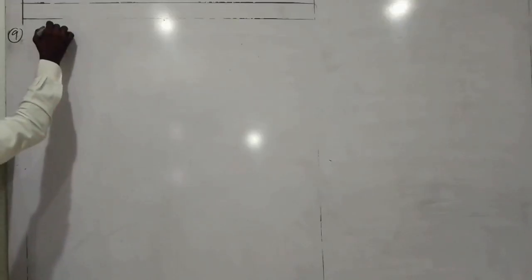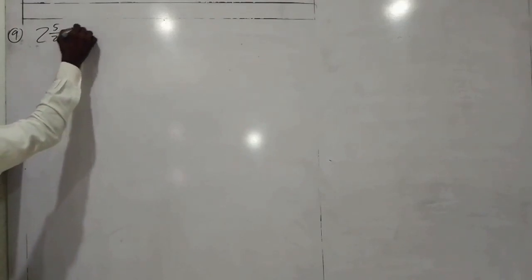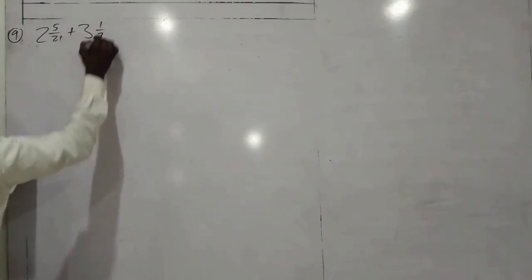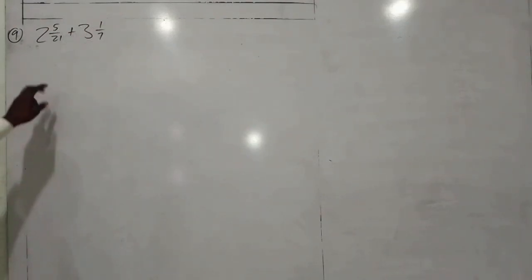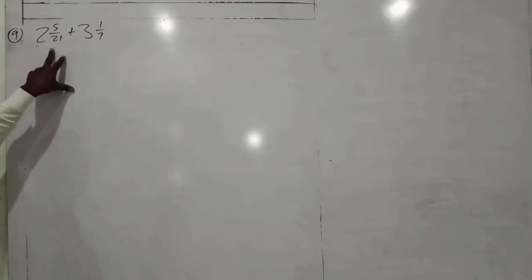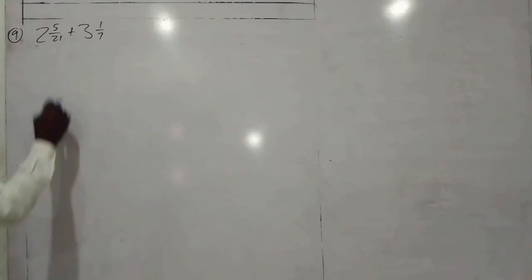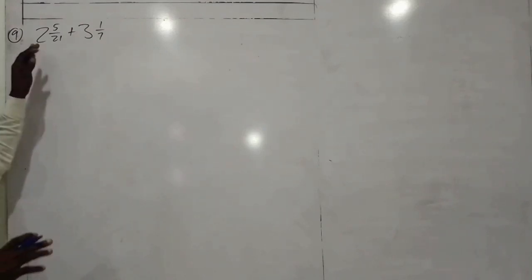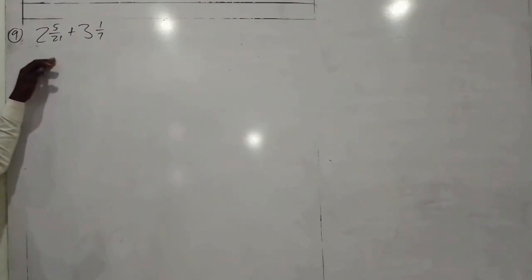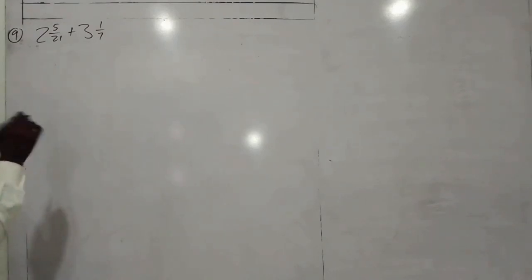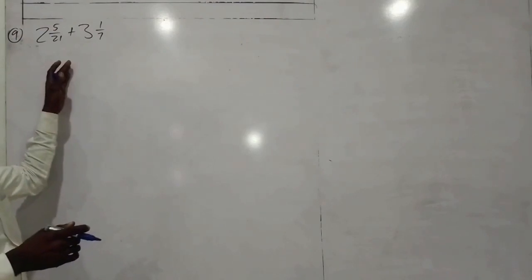Simplify 2 whole number 5 over 21 plus 3 whole number 1 over 7. Now this question is called a mixed fraction. This is a mixed fraction with different denominators. So we have different methods which we can use to solve this question. We have like 3 to 4 methods. I'm going to use one of these methods, and in our next video I'm going to talk about this in detail.